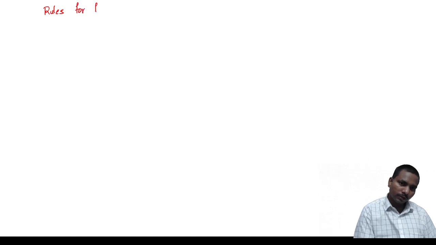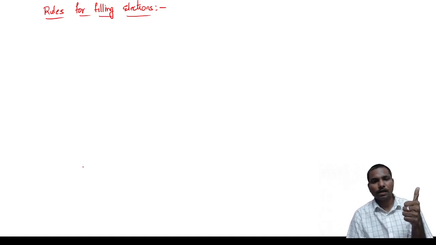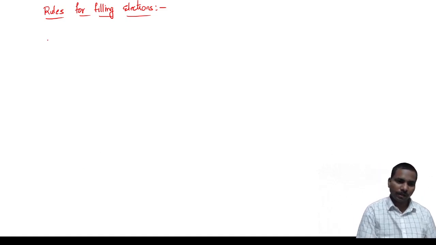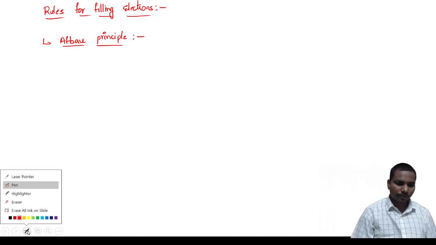Rules for filling electrons. So what are the rules for filling electrons? First important rule, Aufbau principle. Second one, Hund's rule. Third one, Pauli's exclusion principle. These three rules we have. The first one, very important, is the Aufbau principle. It gives the idea how the electrons are going to fill in the different orbitals.